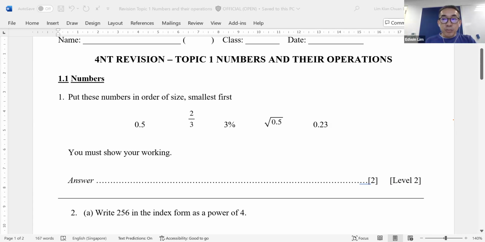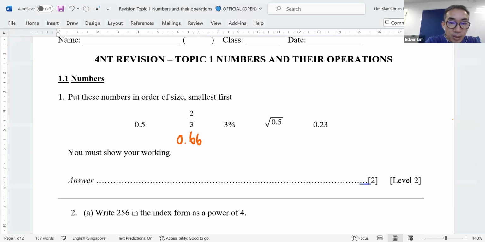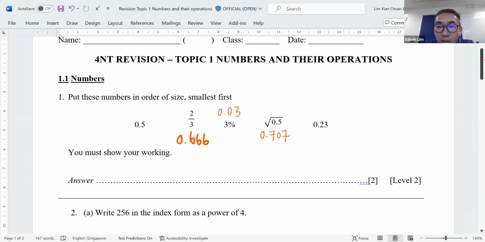When working on this question, the first thing that we have to do is to convert everything to decimals first. So 2/3 is actually 0.666. How about 3%? Use your calculator, key in 3%, you will get 0.03. Square root of 0.5, get 0.707. If you can, you may want to write down all of this together.